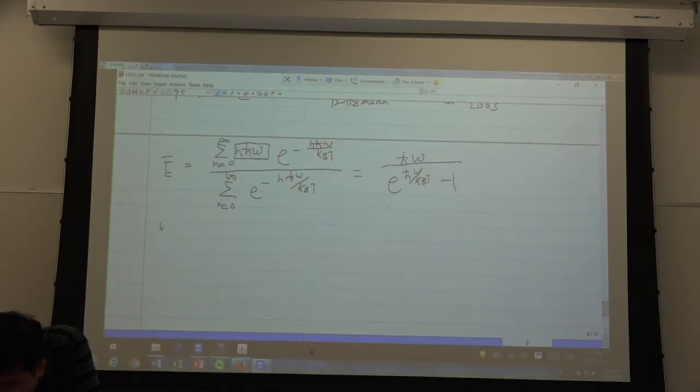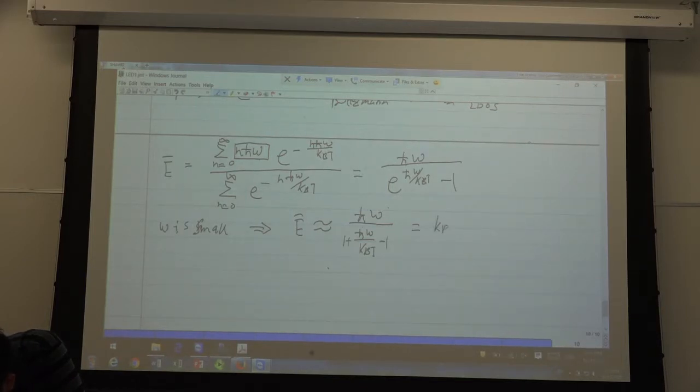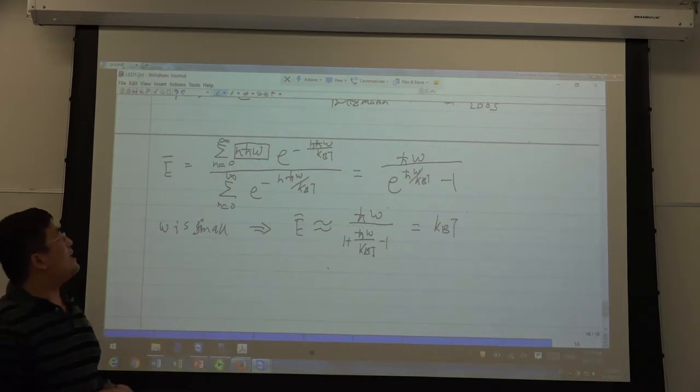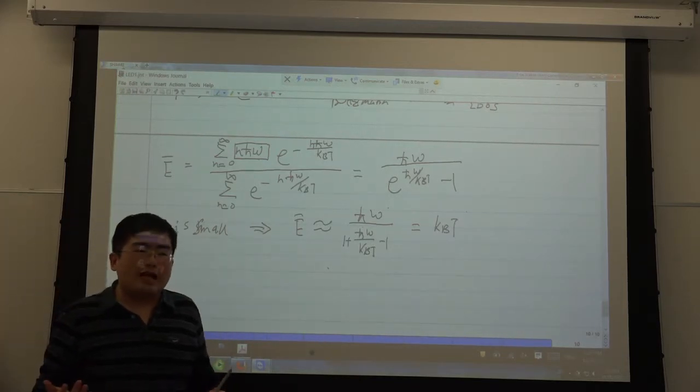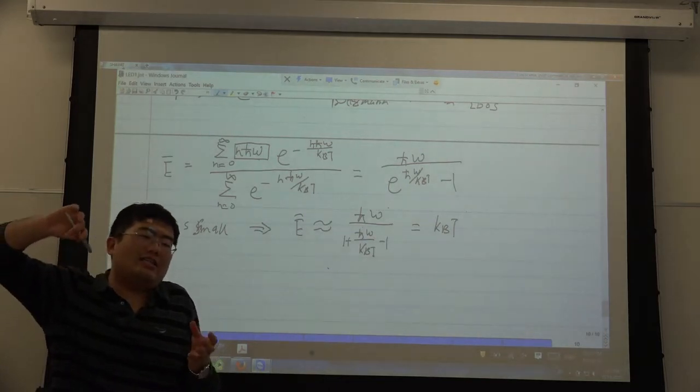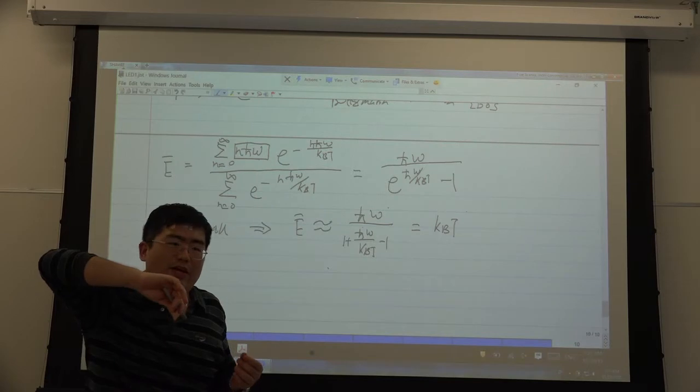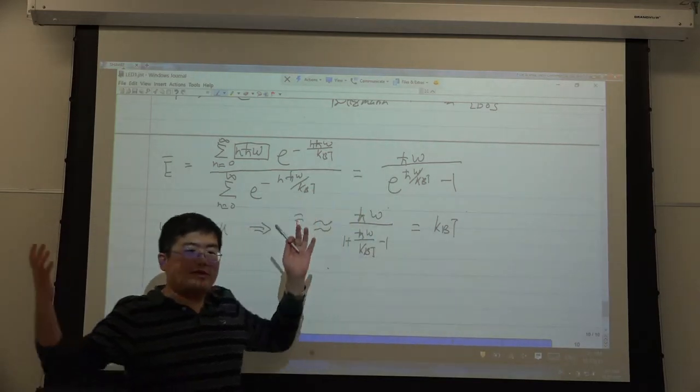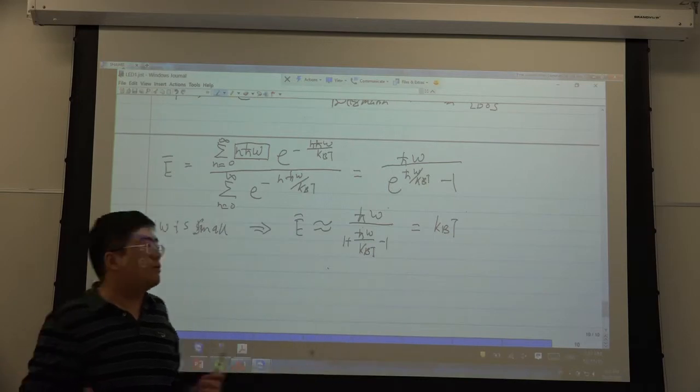If omega is small, I mean low frequency, here I can use the Taylor expansion. So the exponential becomes 1 plus h bar omega over kBT, and with minus 1 it equals what? kBT. So at low frequency, it's equal to kBT. Everyone knows kBT, just the kinetic energy for an ideal gas. But this equation is for all frequencies, no matter lower or higher. This is quantum mechanics.